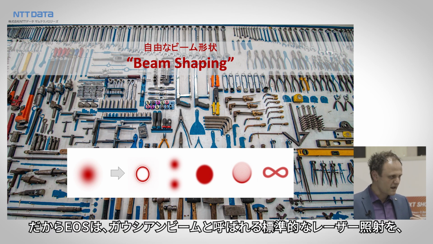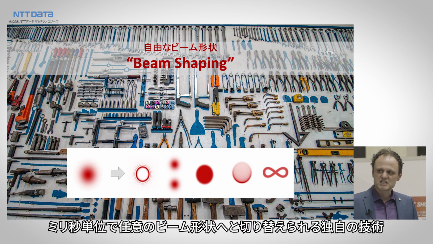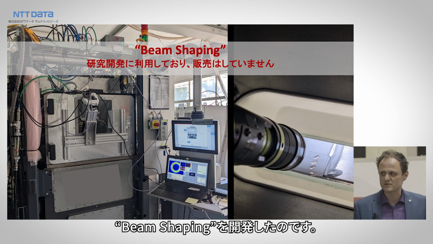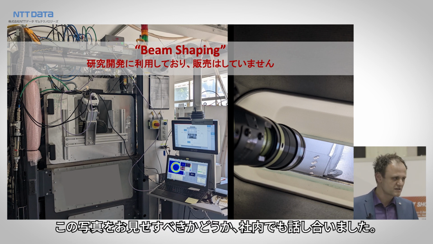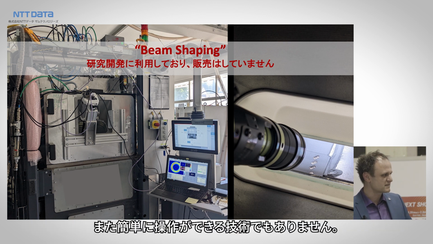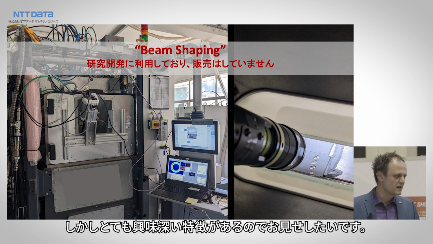So basically, we have developed EOS technology to a certain extent that you can switch the tool, so to say, which is a Gauss standard beam, within milliseconds to any arbitrary beam shape that you can imagine. So it's very sophisticated technology that we use for research purposes. And I had the discussion internally whether I should show this picture or not, because it's a pre-development technology. It is not technology that you can buy. It is not technology that you can just easily operate with. But it has some really, really interesting features.